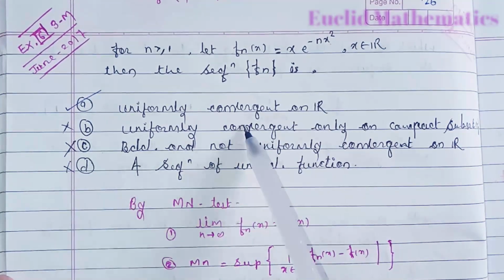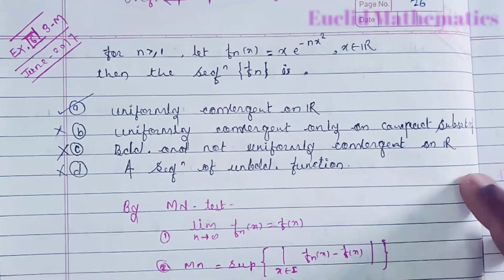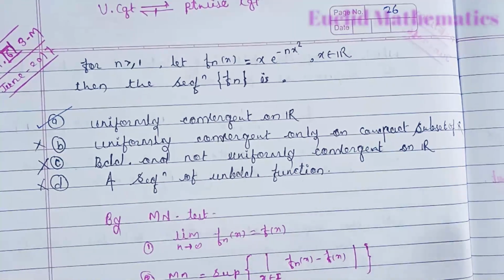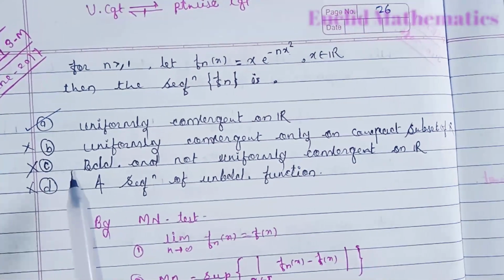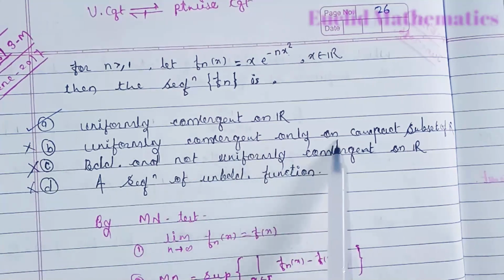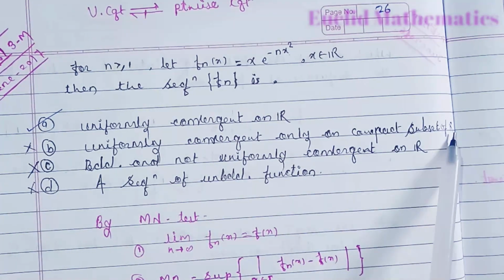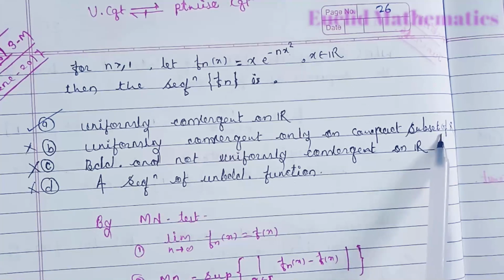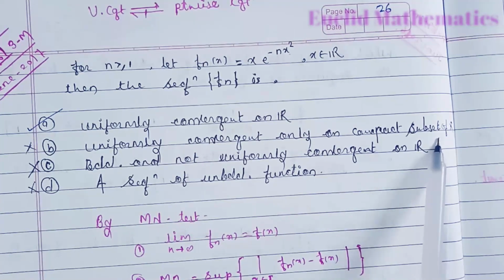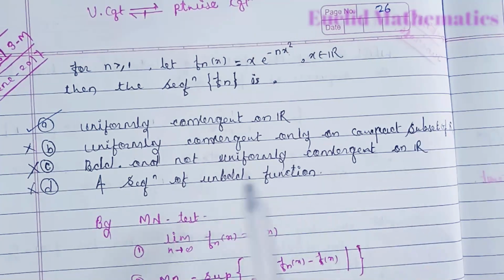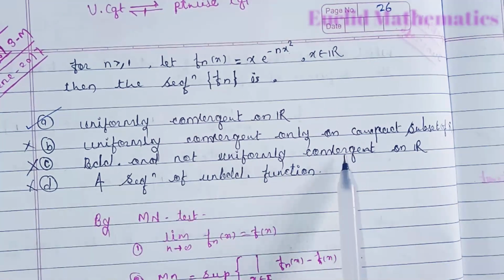Now the second option: uniformly convergent only on compact subsets of R. What is option B? Uniformly convergent only on compact subsets of R. That means there exist only compact subsets where our sequence of functions is uniformly convergent. Now the third option: bounded and not uniformly convergent on R.